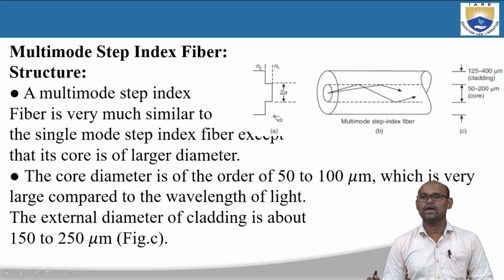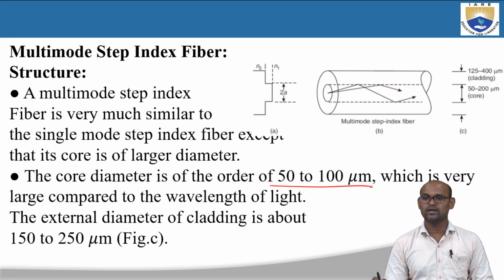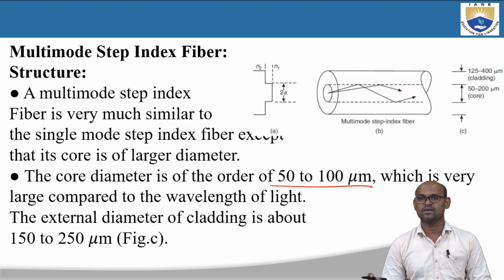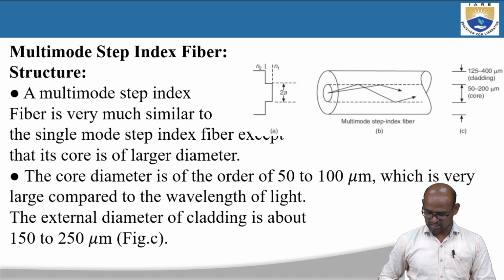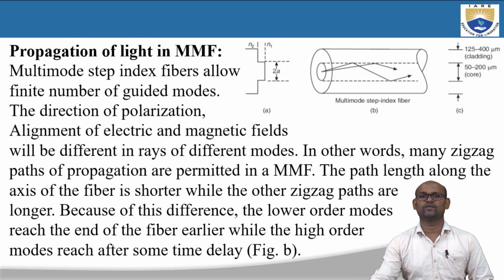Okay, so the core diameter is around 50 to 100 micrometers, whereas the step index single mode one is around 10 micrometers, right? So this multi-mode step index fiber has a large core diameter. That is the reason why it can support multiple modes. And the cladding diameter is around 150 to 250 micrometers.